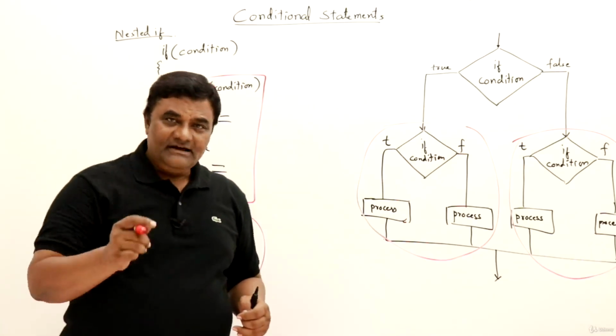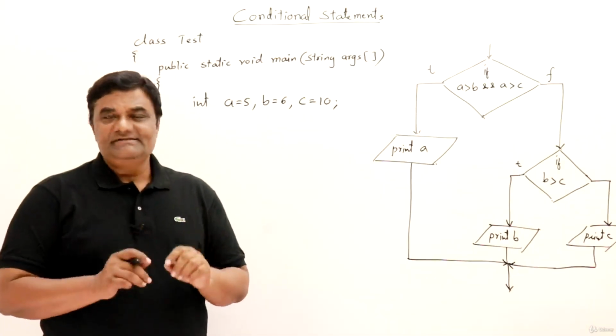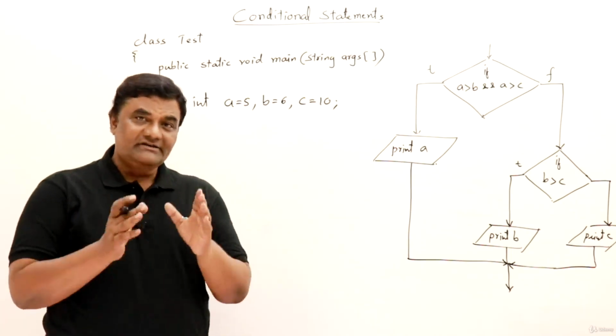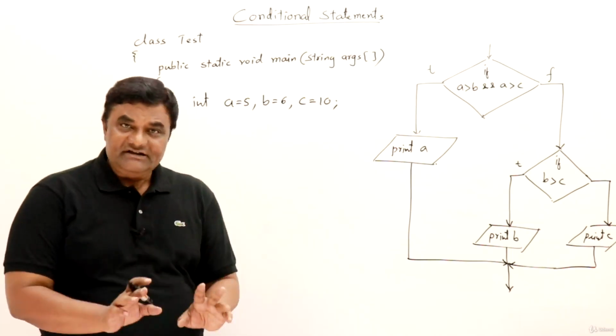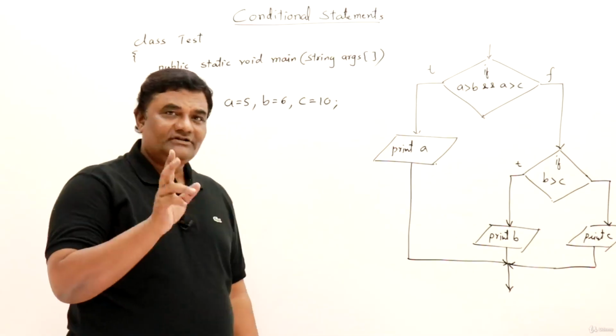So I'll take one small example and show you here. Suppose I want to find the maximum of 3 numbers. I will write a program for that one. So here you can see that if you have 3 numbers, then there are 3 possibilities. Either the first number is greater than the second one or third one.